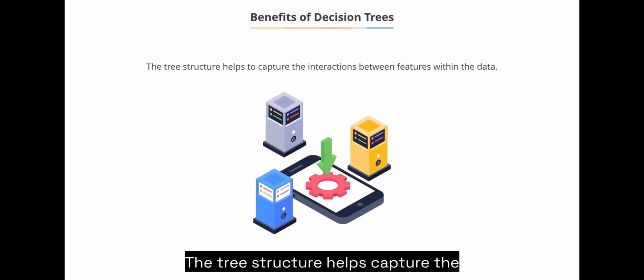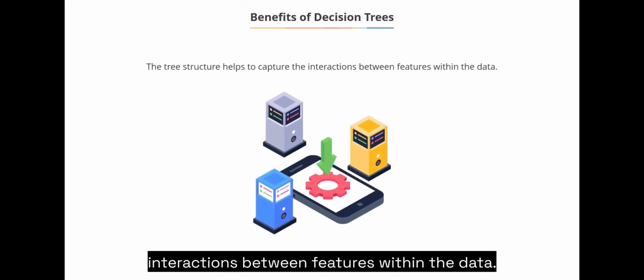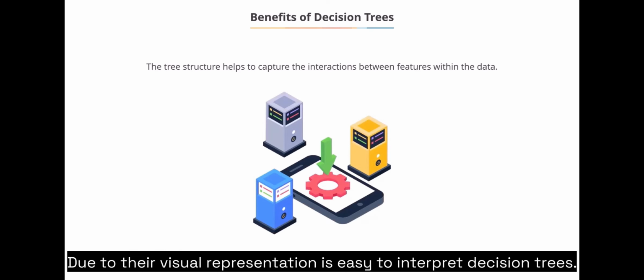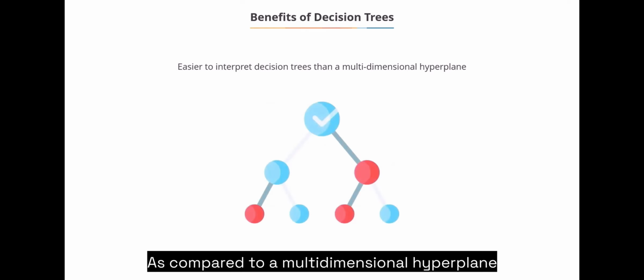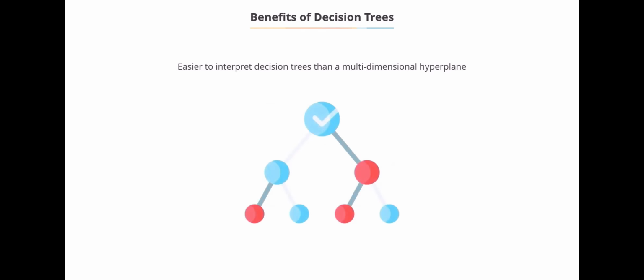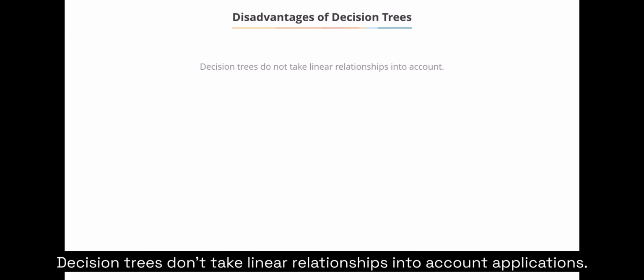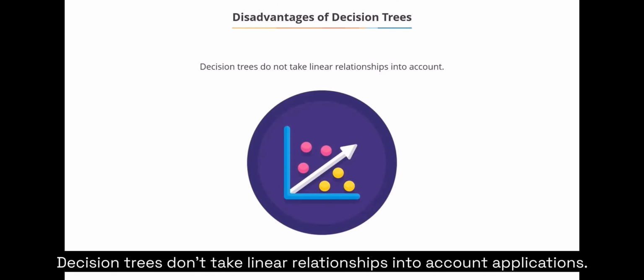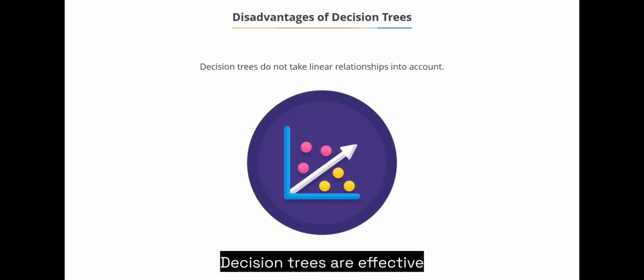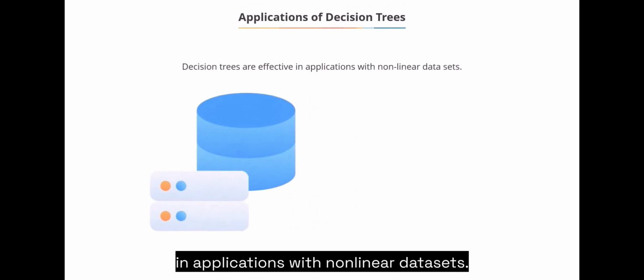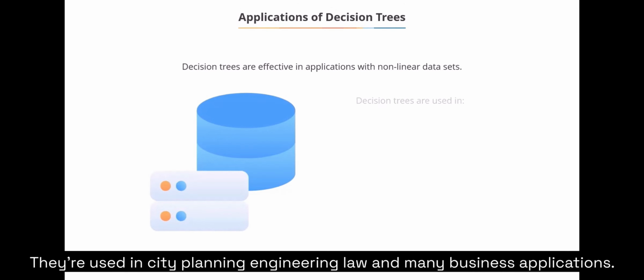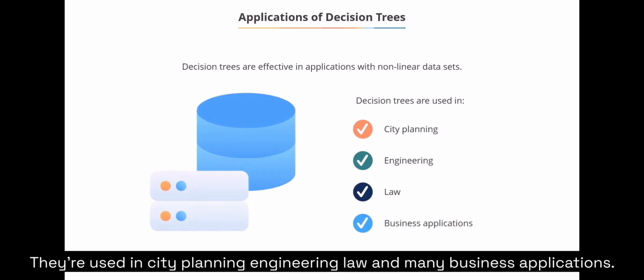Benefits of decision trees. The tree structure helps capture the interactions between features within the data. Due to their visual representation, it is easy to interpret decision trees as compared to a multi-dimensional hyperplane. Disadvantages. Decision trees don't take linear relationships into account. Applications. Decision trees are effective in applications with nonlinear data sets. They're used in city planning, engineering, law, and many business applications.